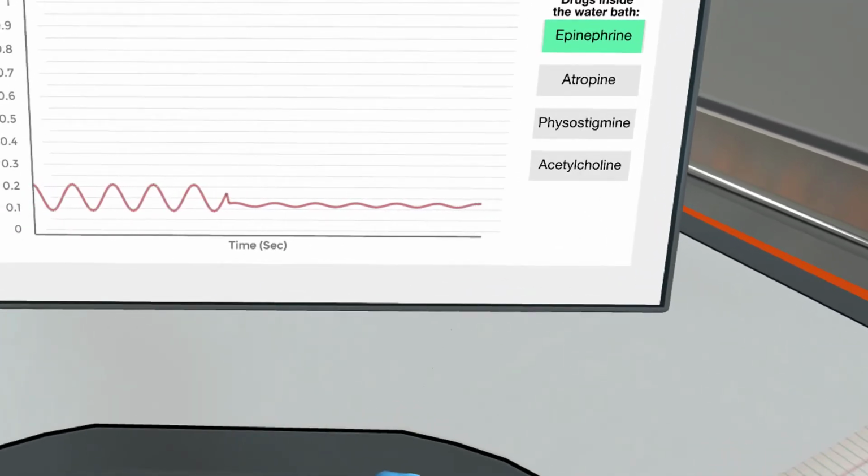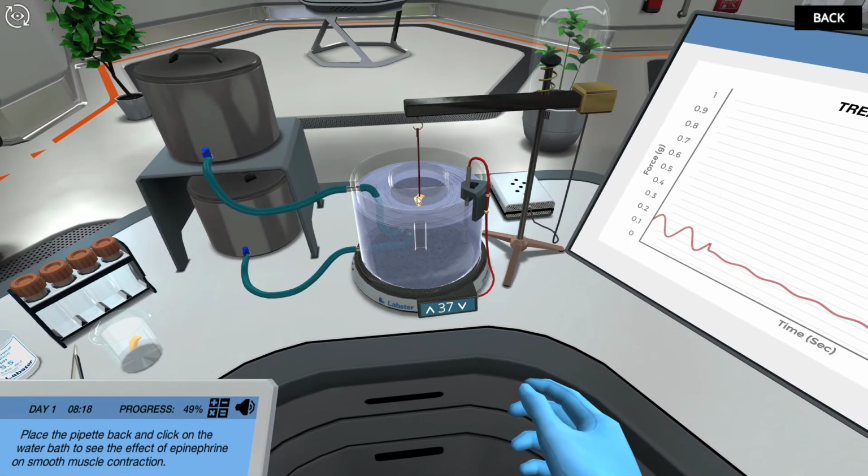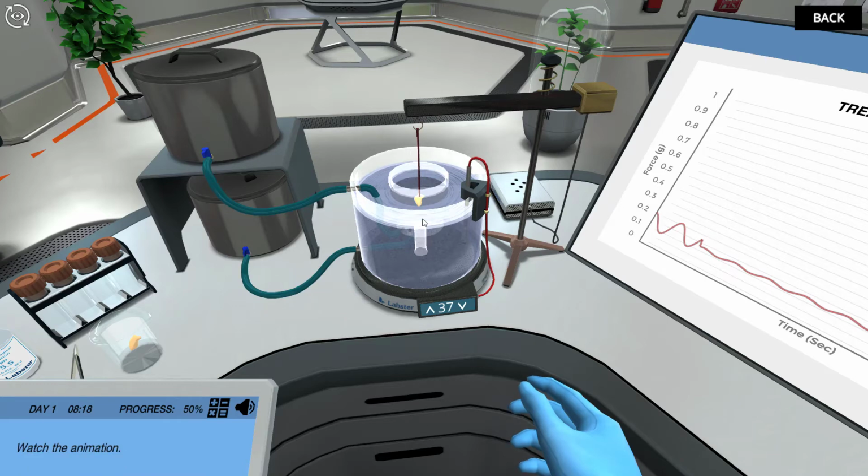You can see that the waves on the graph are smaller and are created less frequently. This happens because epinephrine binds directly to the alpha and beta receptors, leading to the relaxation of smooth muscle. Place the pipette back and click on the water bath to see the effect of epinephrine on smooth muscle contraction.